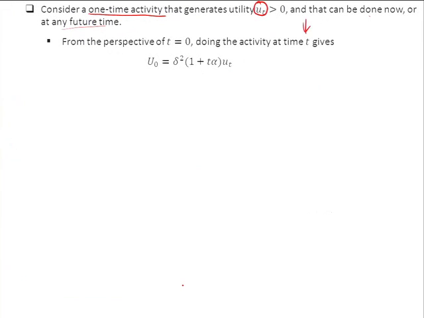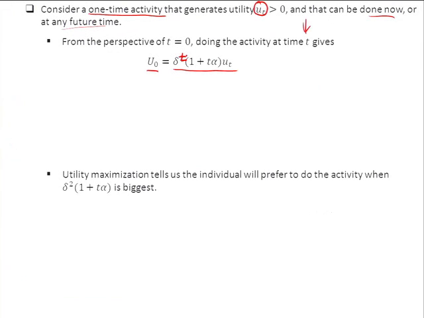Woohoo! That's not supposed to be a 2, that's supposed to be a t. Thank you, Yago. Yeah, delta to the t times 1 plus t times alpha u of t. So we're just taking that term out of the summation, because you're only doing this once, and all the other terms are 0.